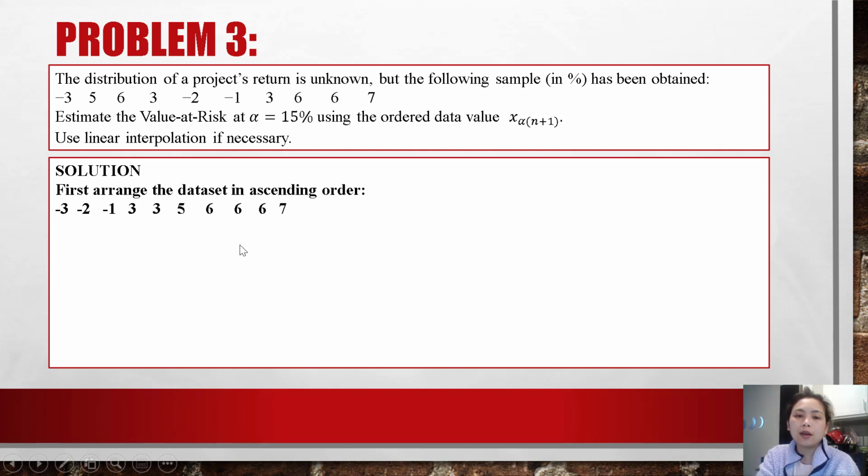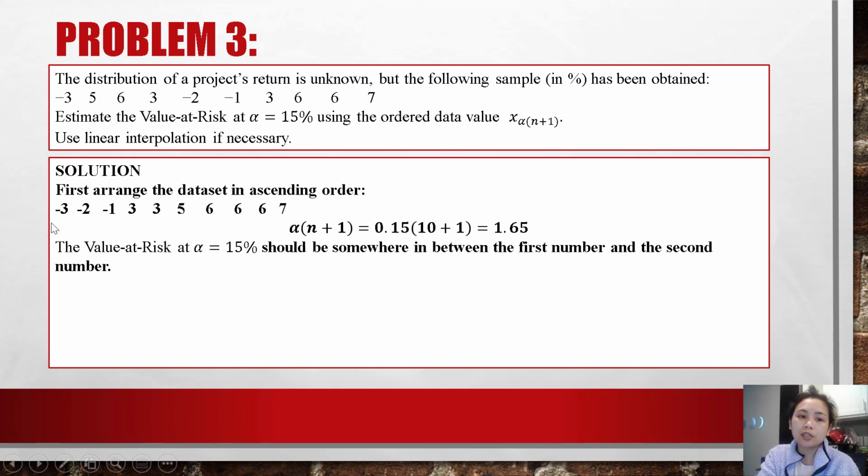Alright, now we need to find the value at risk at alpha equal to 15%. So we have to find the order of this value at risk by following the formula alpha times n plus 1, where n is the sample size, which is 10. So alpha times n plus 1 is 0.15 times 10 plus 1, and it is 1.65. So 1.65 is the order of the value at risk in this data set. And we see that 1.65 is between 1 and 2. So the value at risk should be between the first and the second number.